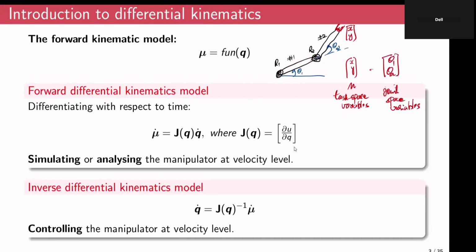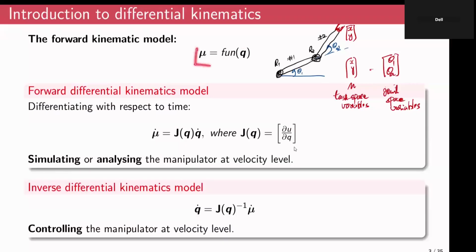As we have discussed in the previous weeks, if the joint space variables are given, finding out the task space variables is the problem of forward kinematics. Whereas if the task space variables are given, finding out the joint space variables is the inverse kinematics problem. So essentially, you perform the mapping between task space and joint space using the forward kinematic model, which says mu is a function of the joint variables q.